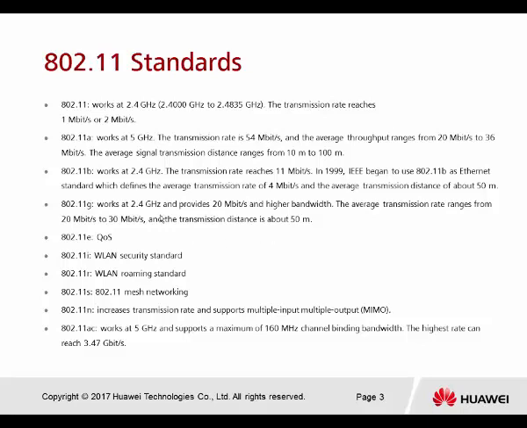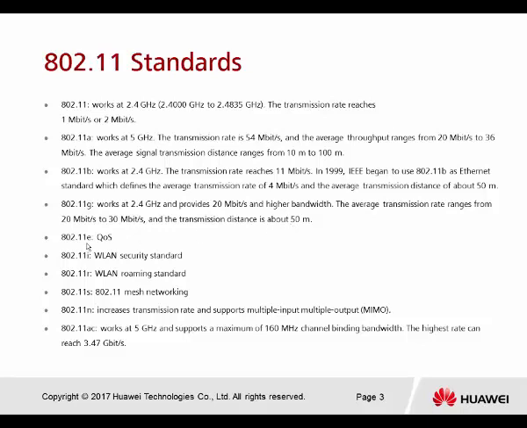Then for the B, this one works in 2.4 GHz. The transmission rate reaches 11 megabit per second. The IEEE began to use 802.11b as an Ethernet standard, which defines the average transmission rate of 4 megabit per second. And the average transmission distance is about 50 meter. So the G is just the upgrade version compared to the B. They're using the same modulation, but the speed is greater compared to the B. But the range is still the same, about 50 meter.